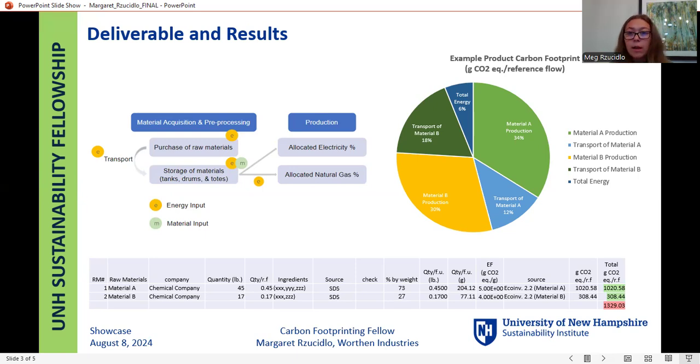I found that the majority of the emissions were coming from the production of different materials rather than the transportation or the total energy, with the total energy used in production being actually the smallest portion in most of the products that I looked at.